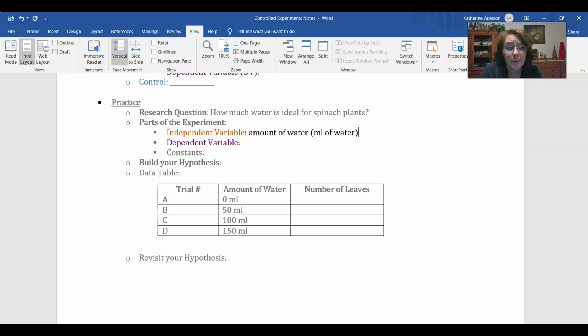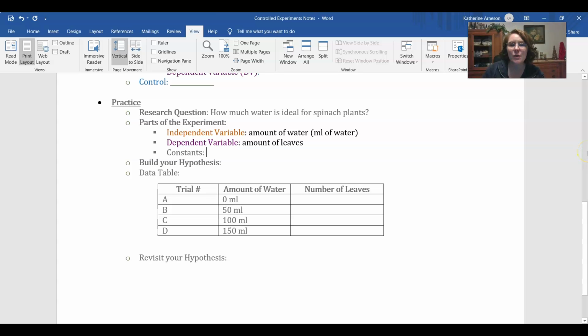The dependent variable, what am I going to measure? Well, I'm trying to figure out what's ideal for spinach plants. Spinach are plants, so they should grow. How can I count growth? There's a couple of ways I could do it. I could see how tall the plants get, so measure how tall they get. But what if they grow kind of sideways? Then I wouldn't really get information for that. So what I'm going to do instead is I'm going to choose to measure the amount of leaves on the plant. Okay, if I measure the amount of leaves on the plant at the beginning, then I should be getting more and more as it grows.